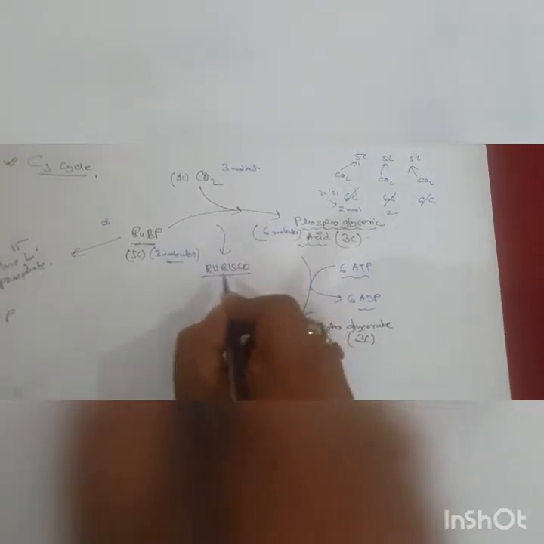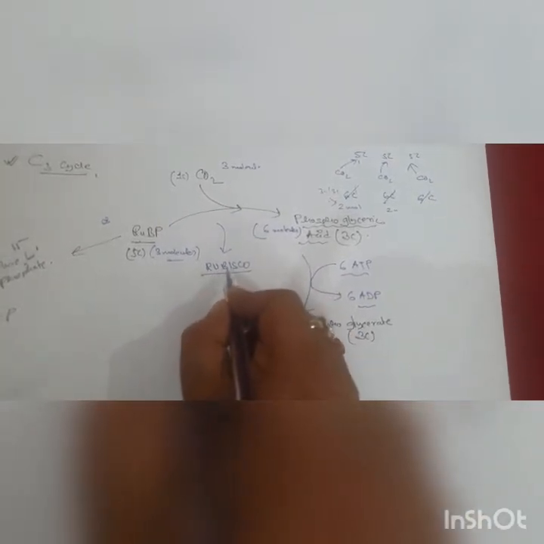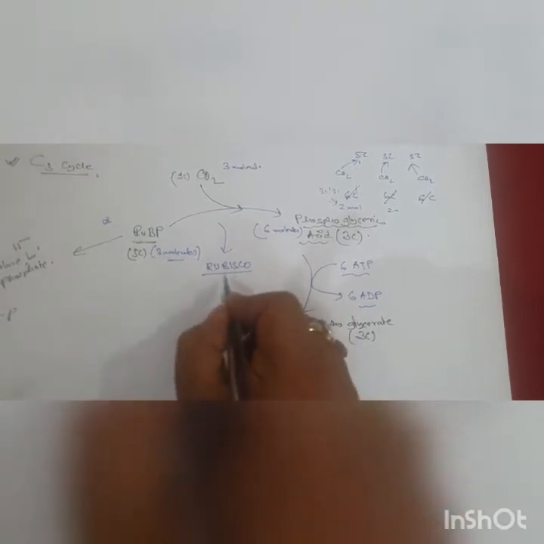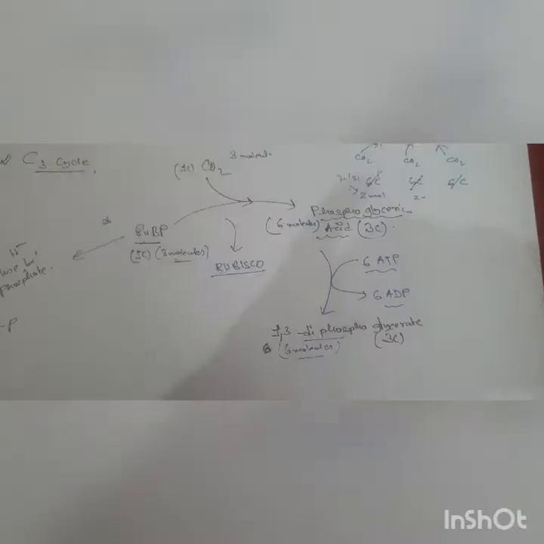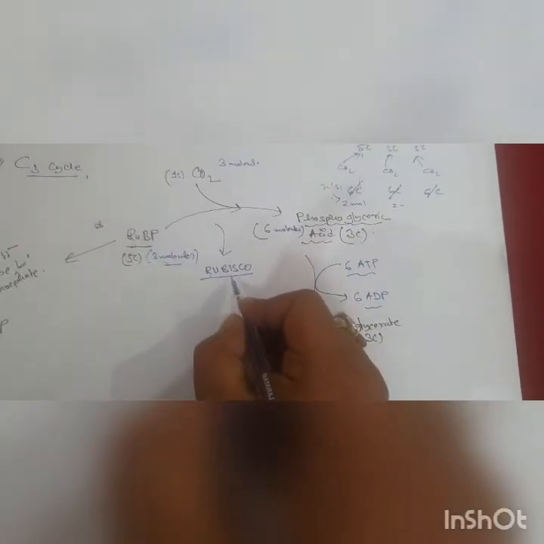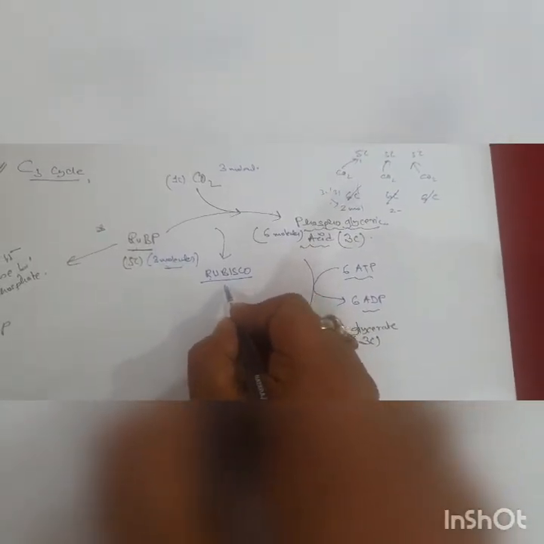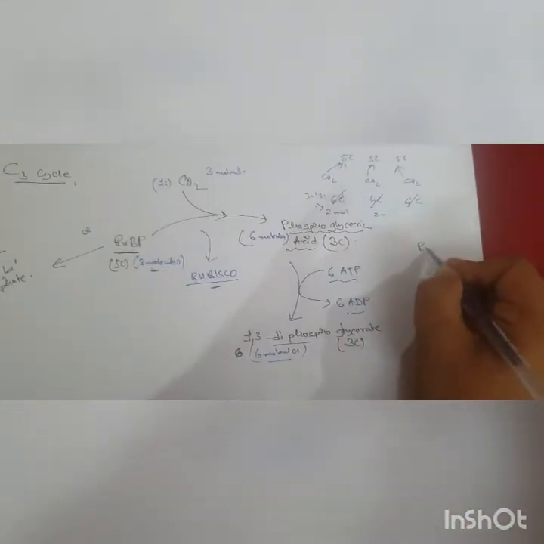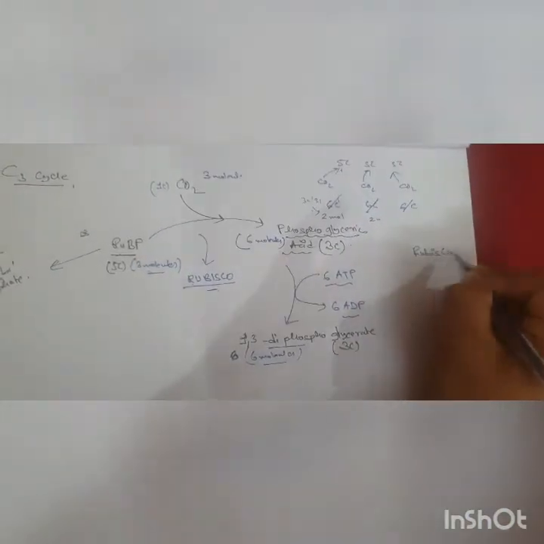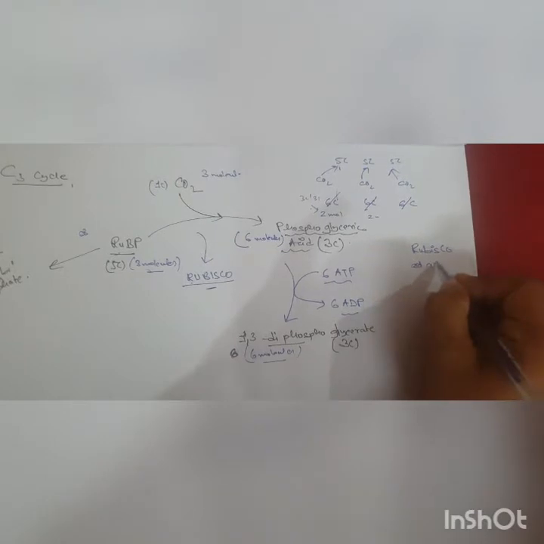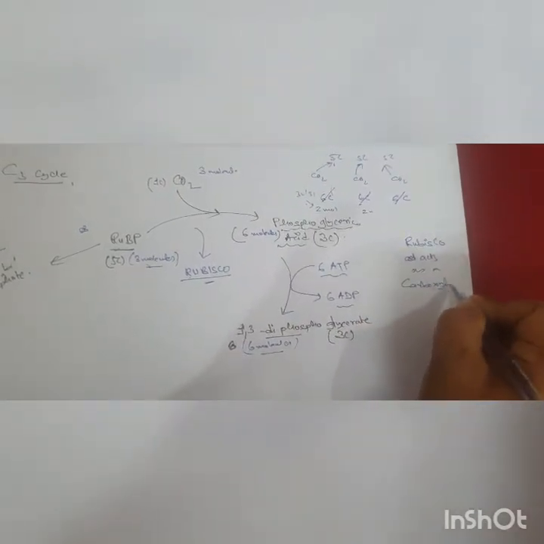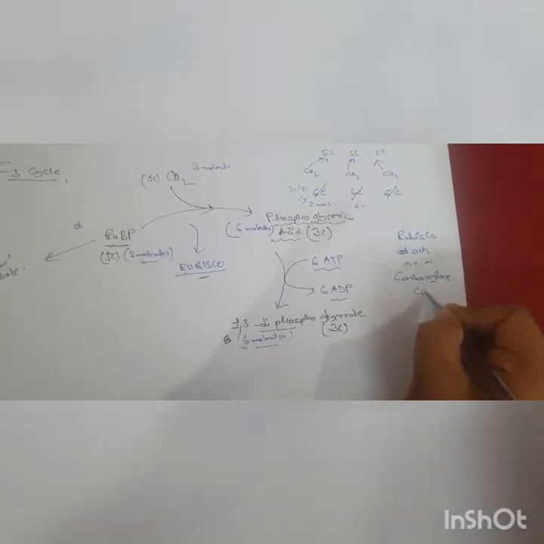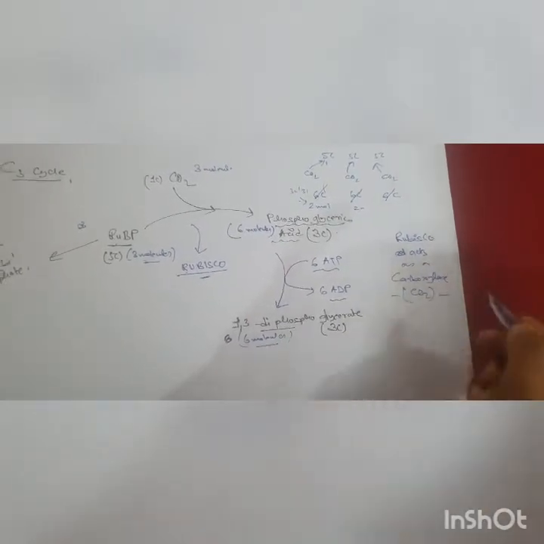RuBisco. Ribulose bisphosphate carboxylase. So the full form is ribulose bisphosphate carboxylase, so it acts as a carboxylase. Rubisco acts as a carboxylase. The one which acts as a carboxylase adds up CO2. Okay, it adds up CO2.